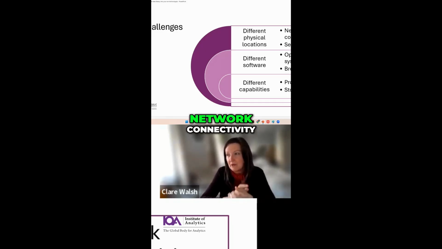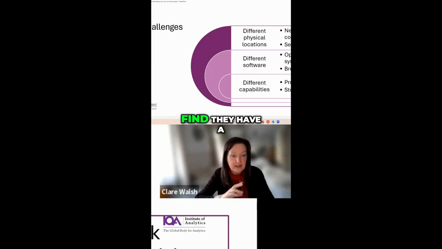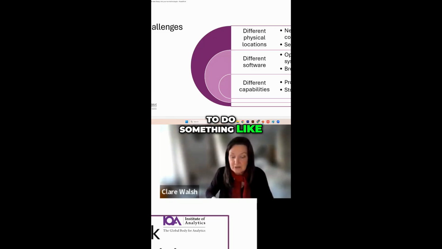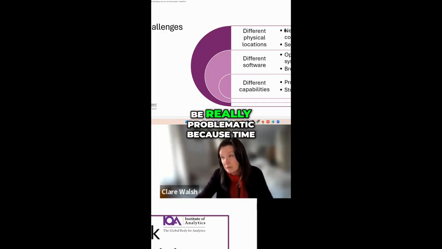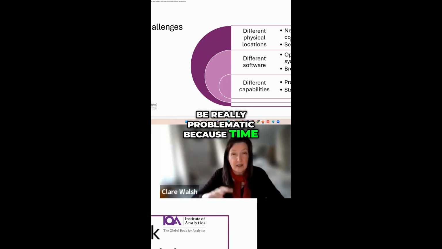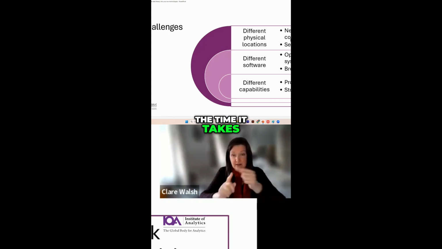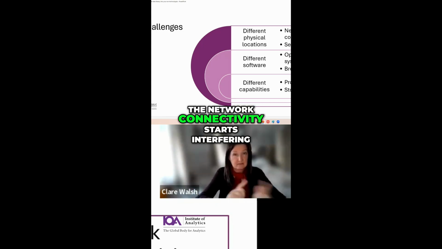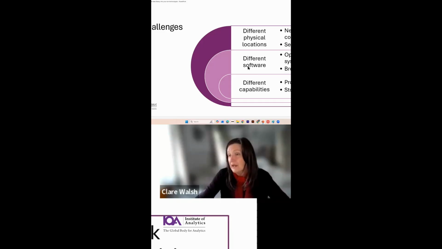You've got problems of network connectivity. Some students will find they have a very slow internet speed, and when you're trying to do something like machine learning with a slow internet, forget it. It's really problematic. Especially assessment can be really problematic because the network connectivity starts interfering with the time it takes.